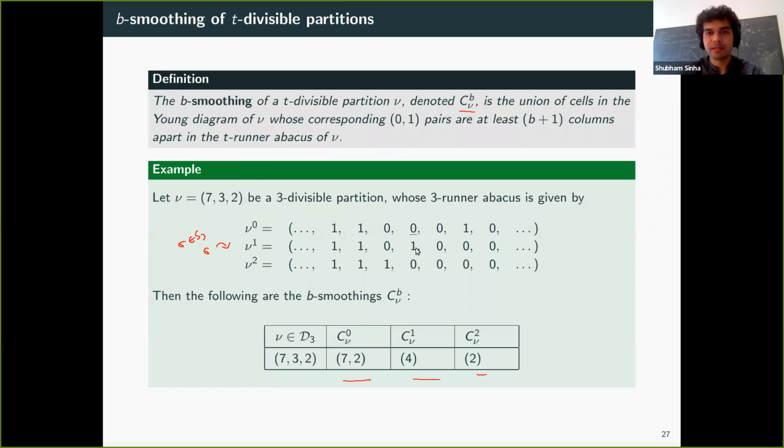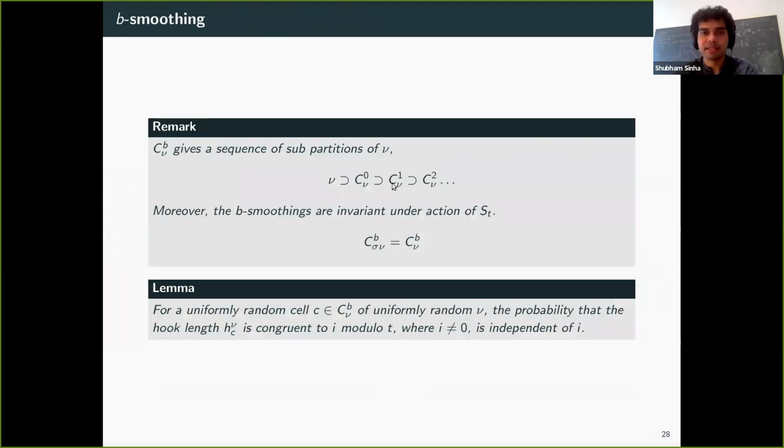For example, let's just look at C0. How do you obtain the T runner for C0? You push all these ones up, and look at the corresponding partition for the T runner where everything is pushed up. That will give you the C0. So it certainly can be the same. The sequence does not give you the full description of the orbit.